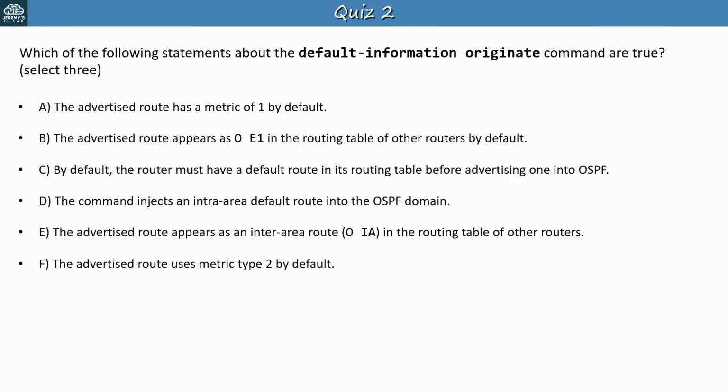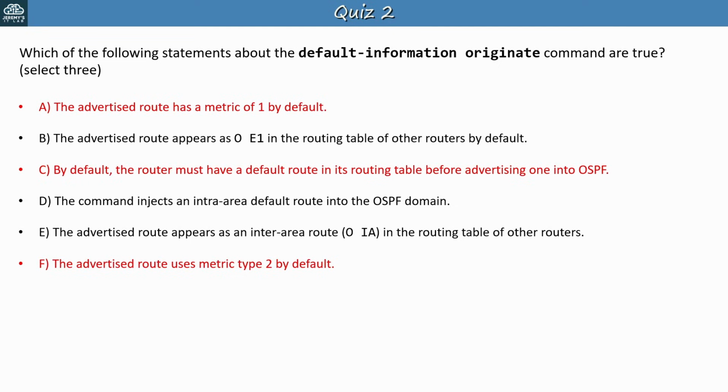Here's quiz question 2. Which of the following statements about the default information originate command are true? Select 3. Pause the video now to think about your answers. Okay, the answers are A, C, and F. A is correct because the advertised route has a default external metric of 1, although you can modify that by adding the metric option to the command.